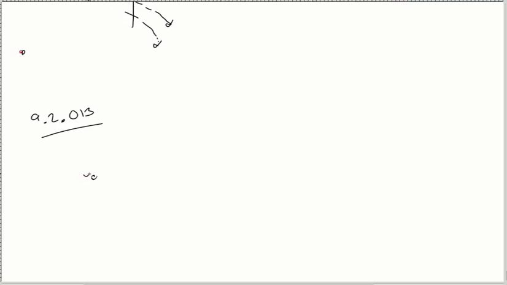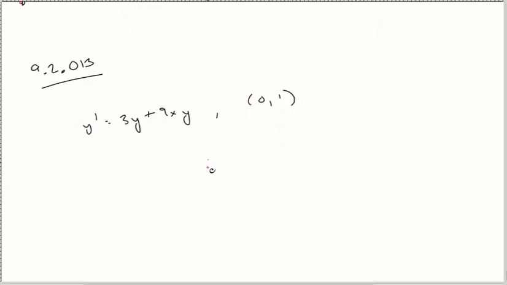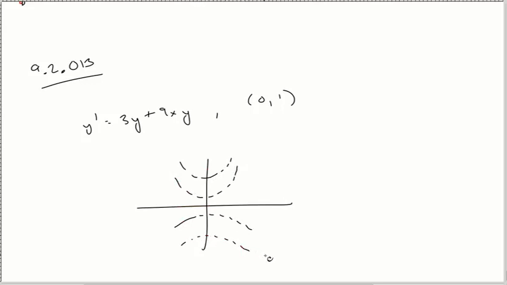92013. So I've got y prime is equal to 3y plus 9xy, and they say start at (0, 1) and graph it. So what this looks like is a whole bunch of parabola stuff. Something kind of like that. And then I'm going to graph mine starting at (0, 1), which will be right around here, and it would follow the flow kind of like this here. And that's my answer, pretty easy, no problem there.